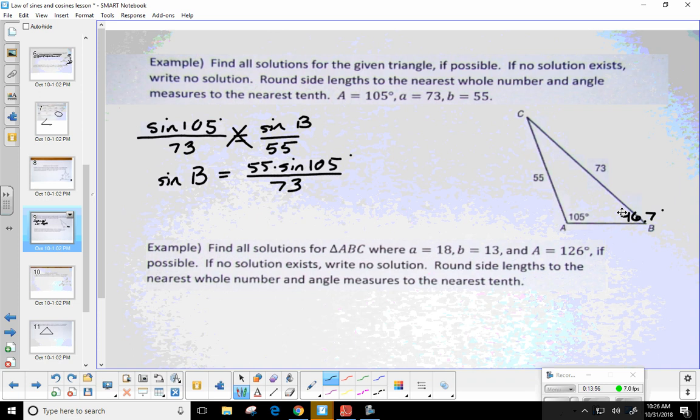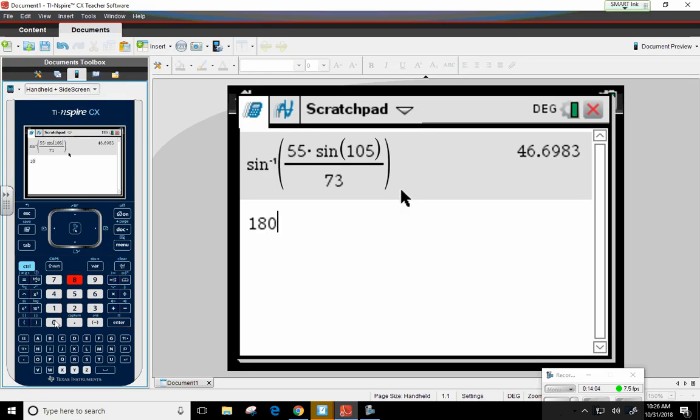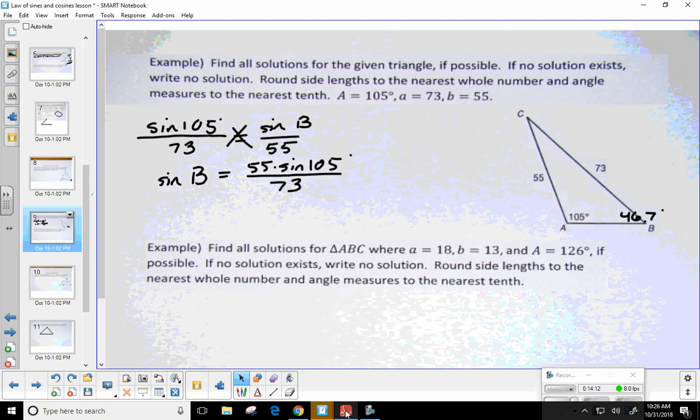Well, how does that help me find angle C? Yeah, I've got to do a subtraction now. So 180 minus the 105 minus 46.7. I'm getting C to be 28.3 degrees. And what is the only part I have left? All we need is that side c, the base of the triangle.